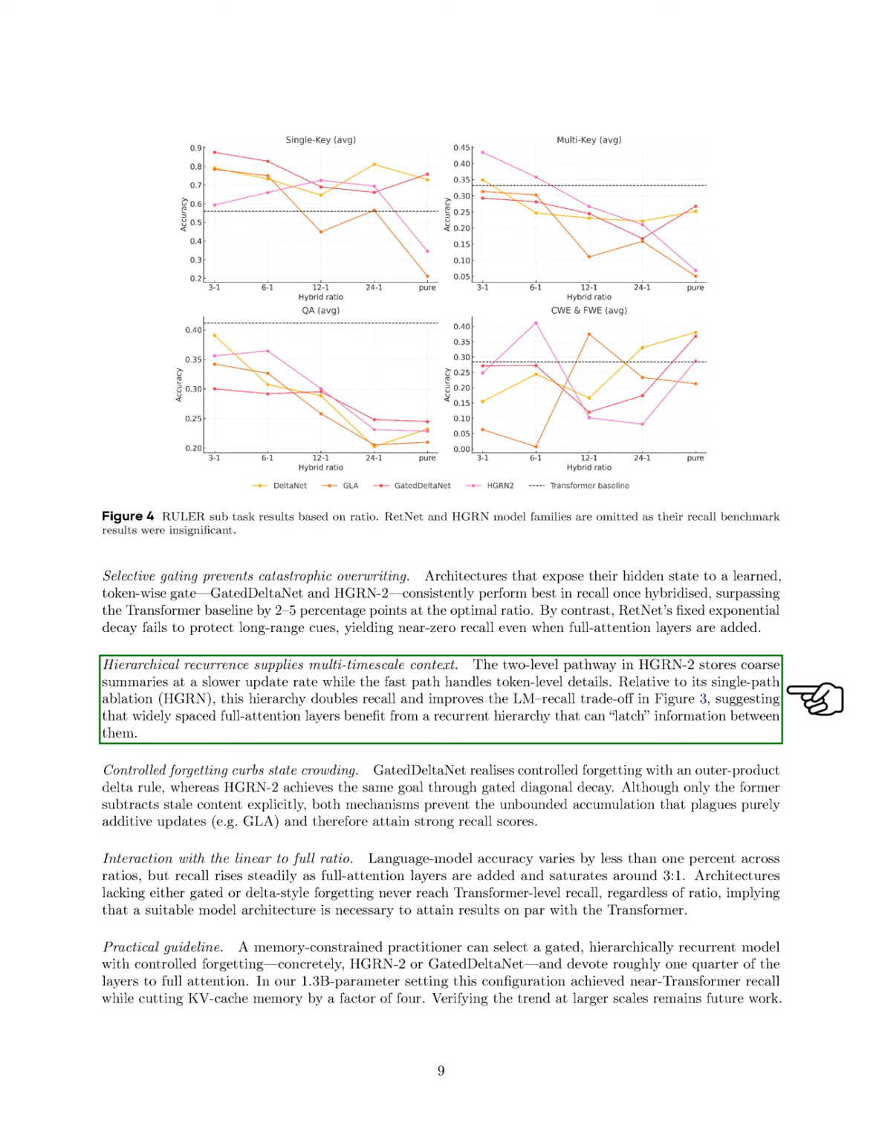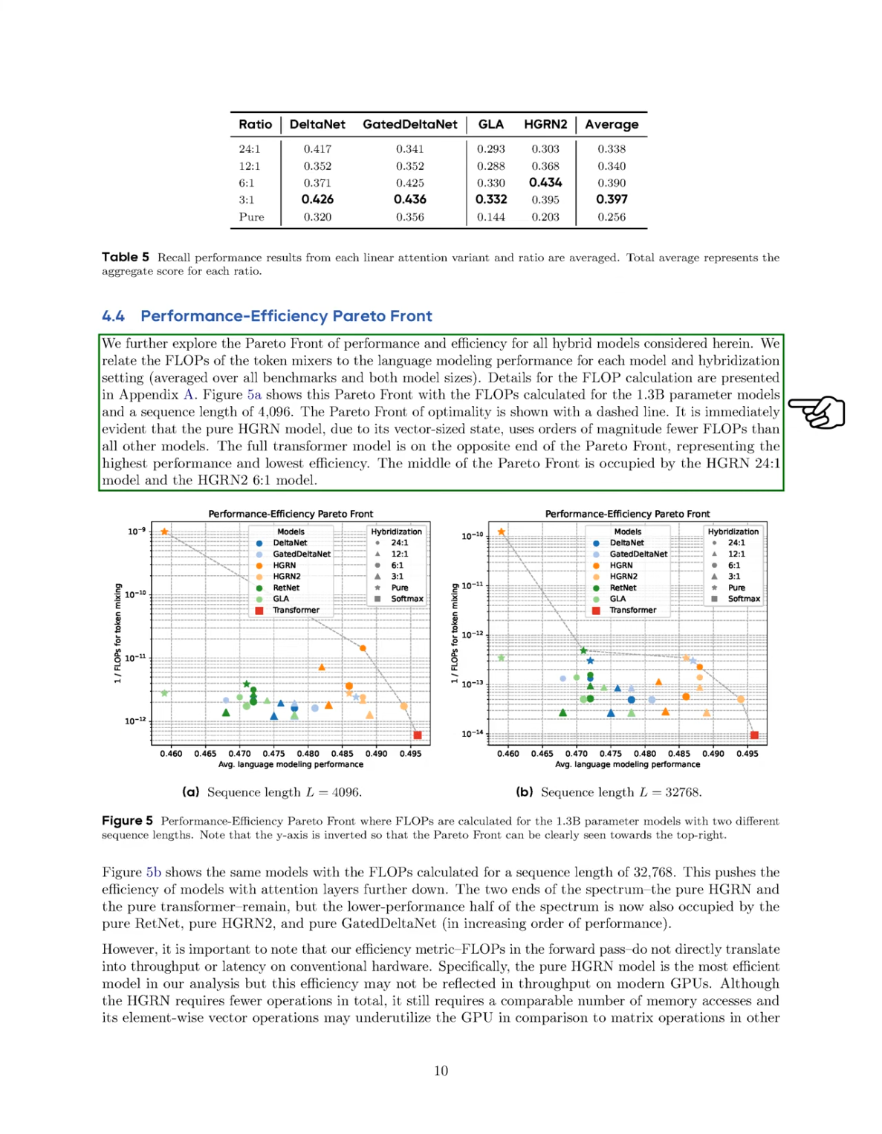For practical applications, we recommend that practitioners choose a gated, hierarchically recurrent model like HGRN2 or Gated DeltaNet, dedicating about 1/4 of the layers to full attention. In our tests with a 1.3 billion parameter model, this setup achieved recall close to that of the transformer while reducing memory usage significantly. We further explored the balance between performance and efficiency for all hybrid models we examined.